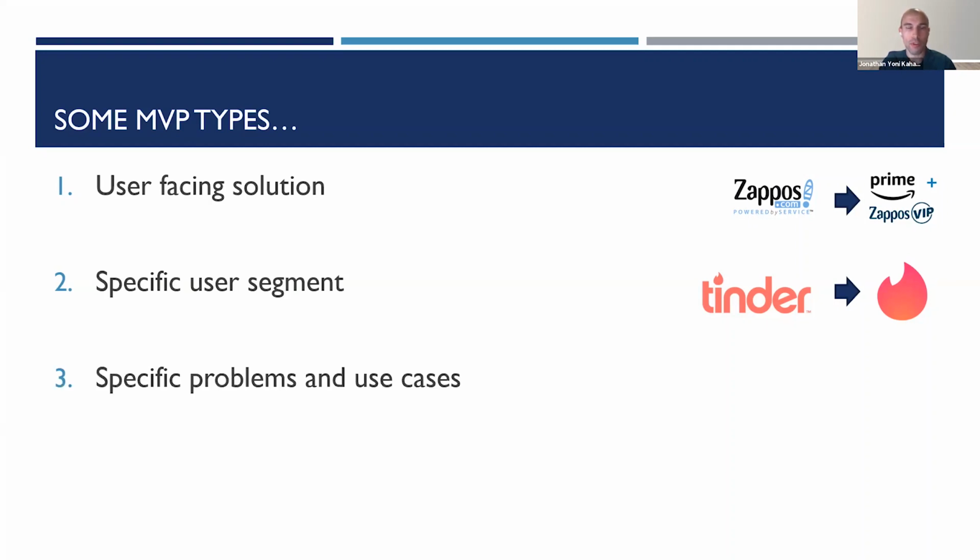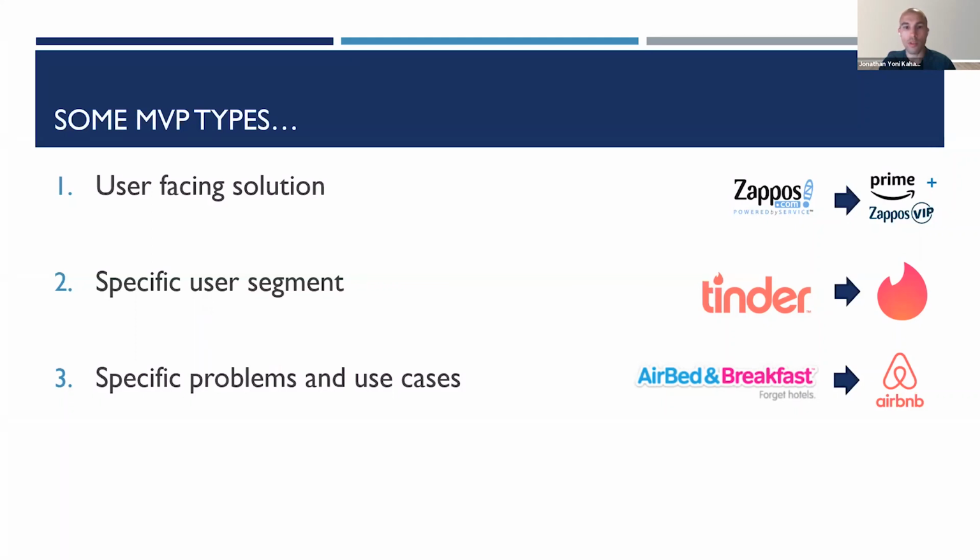One more type of MVP is one that solves a specific problem and use case. In this case, we'll talk about Airbnb. Back in 2008, there was a great design conference in San Francisco. The Airbnb team, which was called Air Bed and Breakfast, yeah, I know, decided to offer their cheap accommodations during this event and posted the information on a simple website.